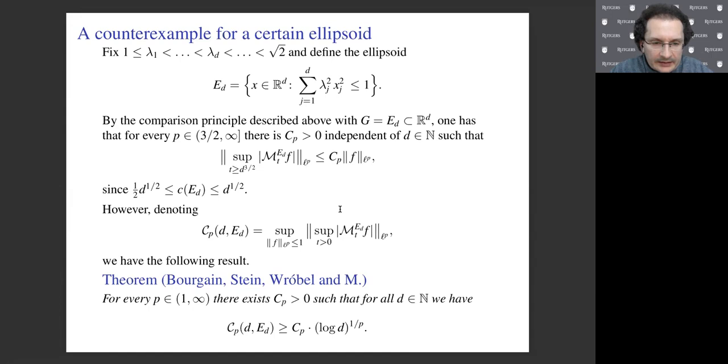But if we ask about the optimal constant in the full maximal inequality, then it turns out that this constant explodes as the dimension d goes to infinity. In one of the results with Bourgain, Stein and Wróbel, we showed that for every p there exists a constant, which depends on p but is independent of the dimension, such that we have the lower bound for this optimal constant in the Hardy-Littlewood maximal inequality in the discrete setup corresponding to this family of ellipsoids. And this lower bound is logarithmic in d. In fact, it is in this form: the logarithm of d to the 1 over p.